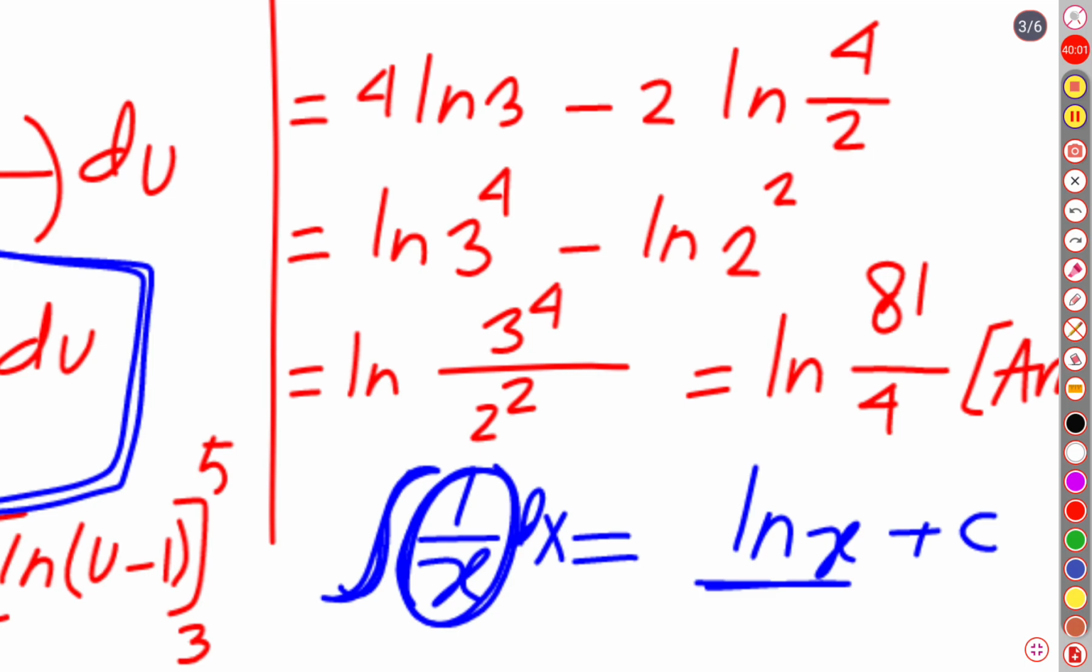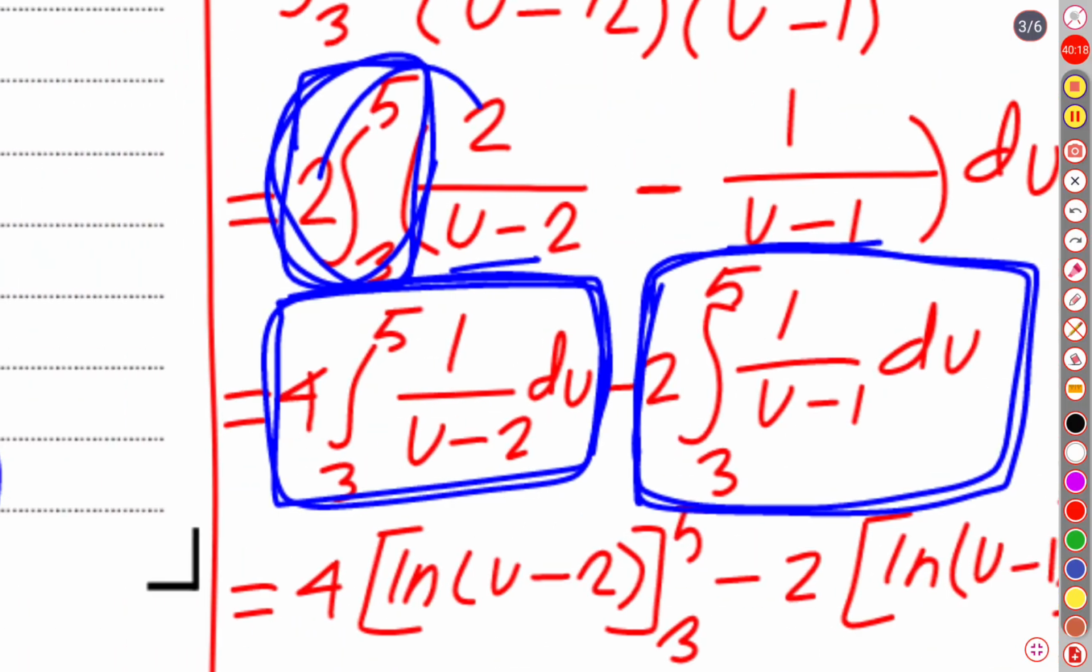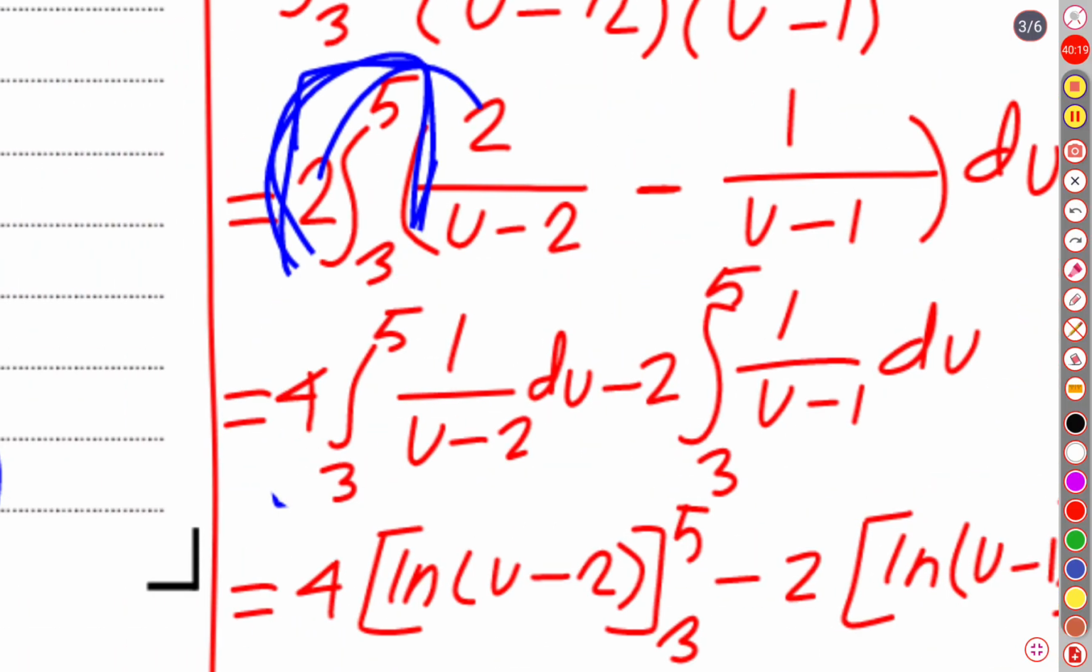That means instead of x, if there is something else, it will be just inside the ln. So once again I am repeating, the integral of 1 over any function is actually ln of that function. That's why here, our function is 1 over u minus 2. So this is equal to ln u minus 2. So 1 over x is equal to ln x, so 1 over u minus 2 means ln u minus 2.